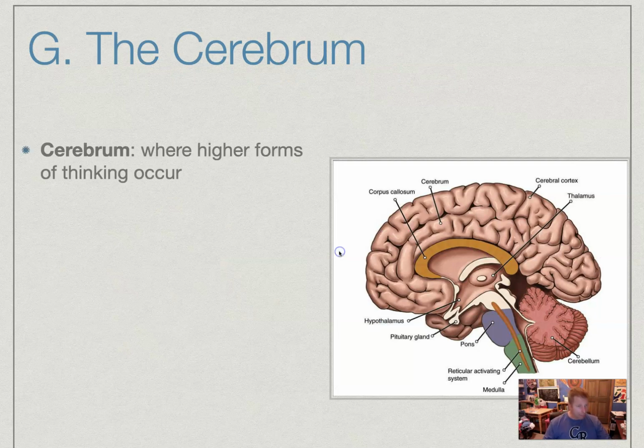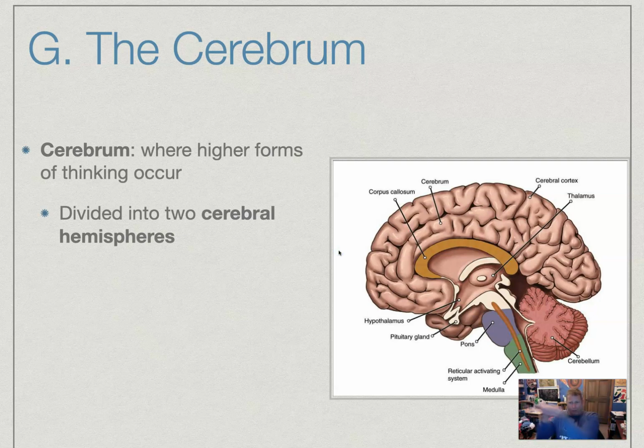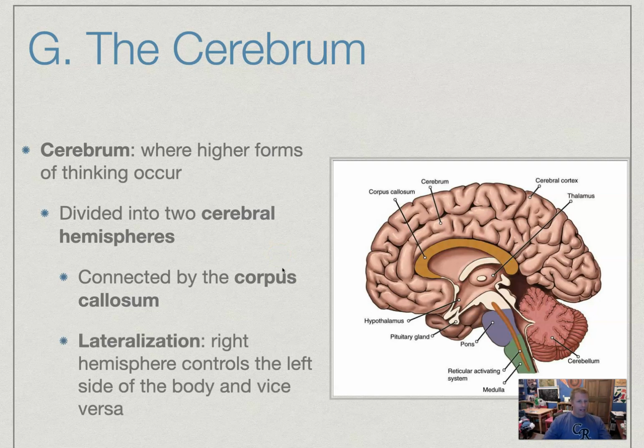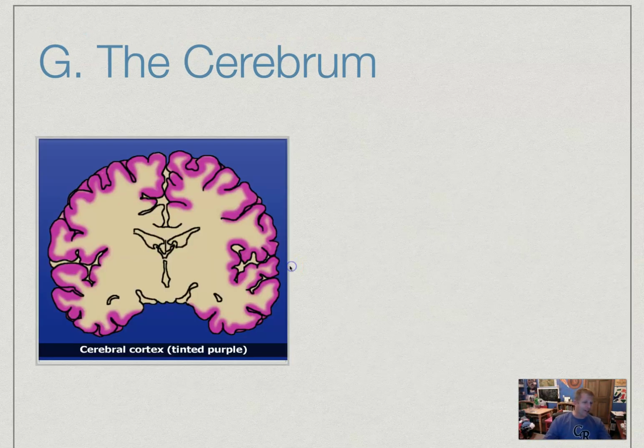Moving on to the cerebrum. This is where the higher forms of thinking occur, which is divided into two hemispheres. You can do two fists like this. It's connected by the corpus callosum, which has the two hemispheres communicate back and forth. They've done surgeries where they can disconnect that, and the brain still works okay. There's lateralization. The right hemisphere controls the left side of my body. The left hemisphere controls the right side of my body, and vice versa.